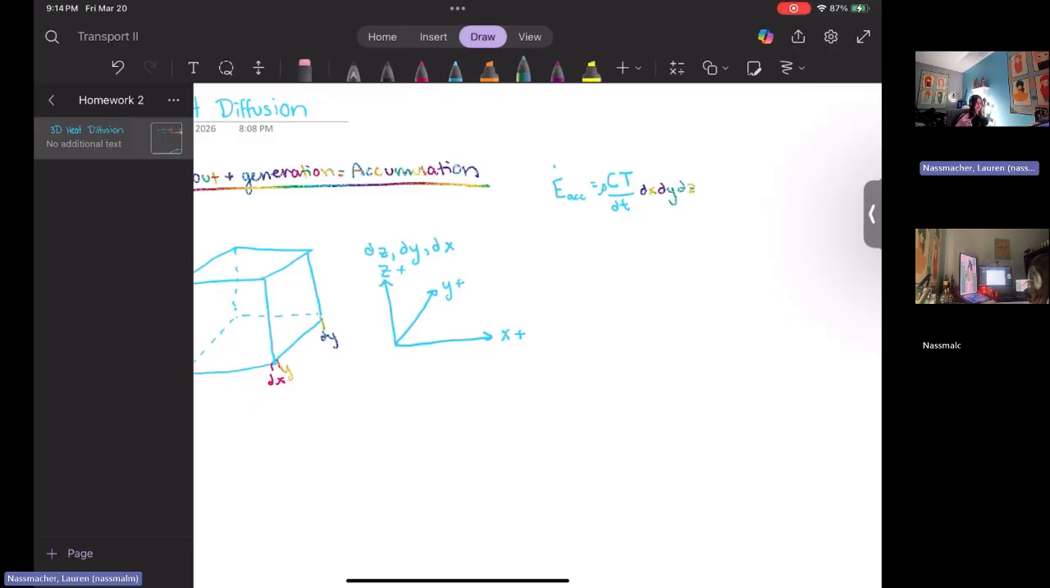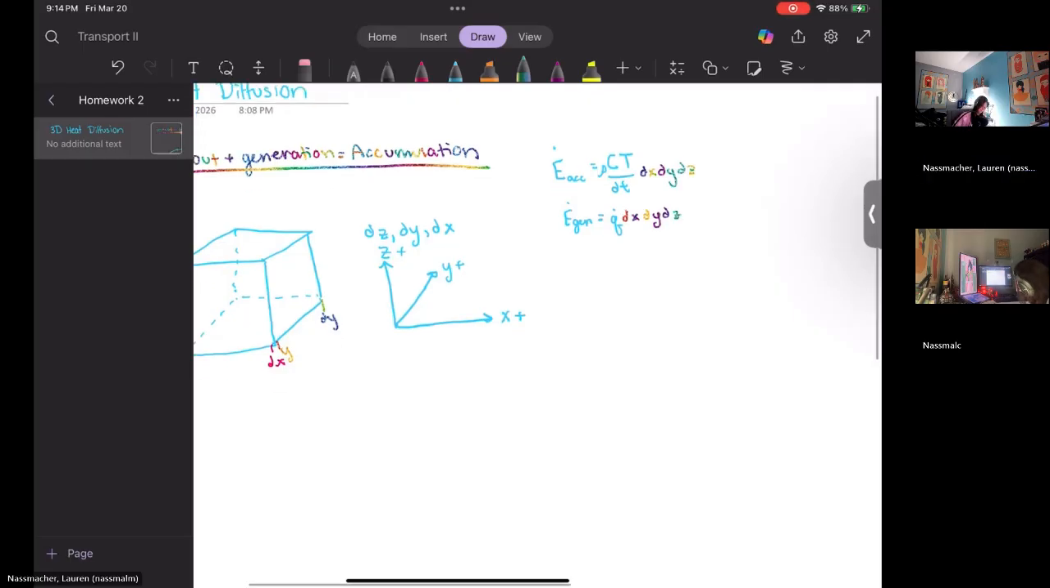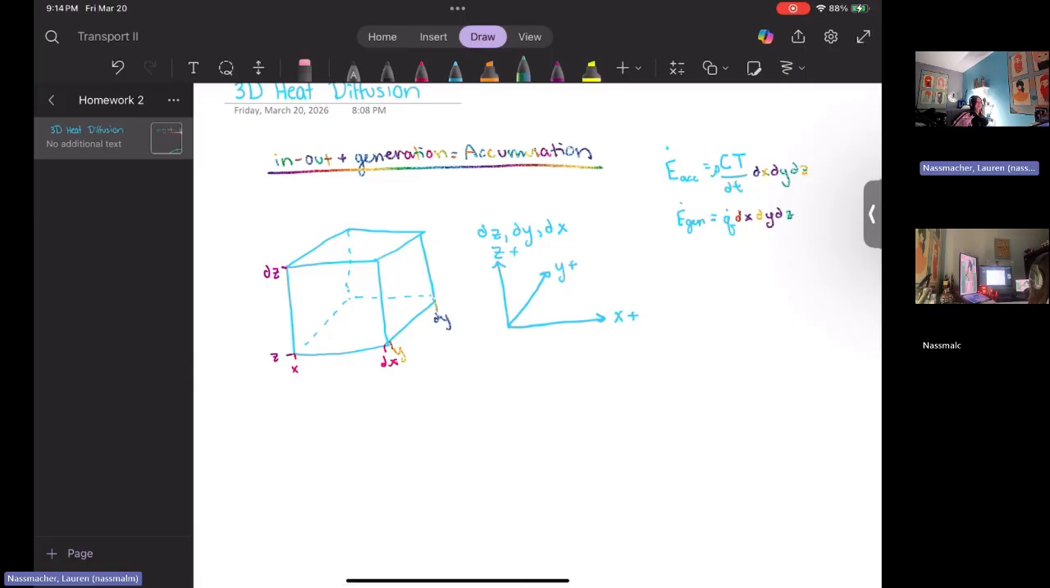You're also going to have your energy generated. For your energy generated, that's going to be your rate of heat flow multiplied by your volume once again, because you're looking for that in the volume. So how are we going to find the energy in minus the energy out? There's a lot of directions going on. Well, what we can do is use a Taylor series expansion in order to derive the equation for the energy in minus the energy out.